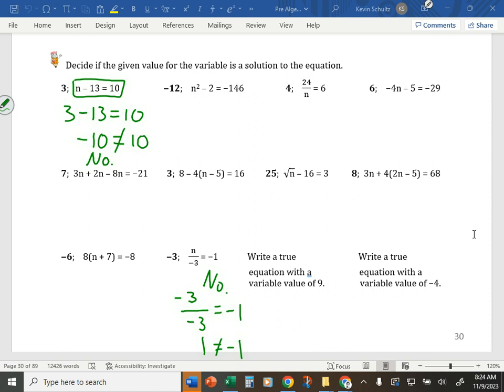Okay, so we're testing, folks. We're testing 3 in 8 minus 4 times the difference of n and 5. So 8 minus 4, we're plugging in 3 for n there, and we're looking, does this equation actually equal 16? Order of operations says we've got to do the parentheses first, right? So we have 8 minus 4, and in the parentheses, we've got a -2.